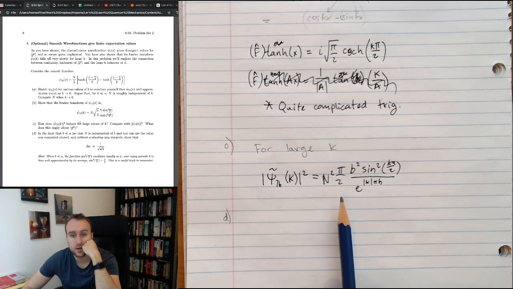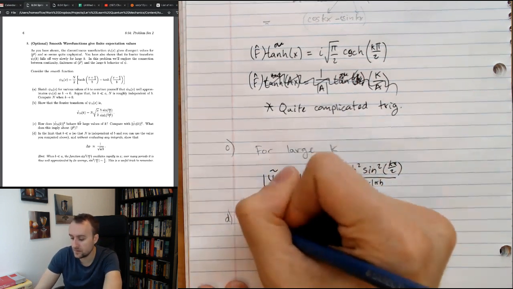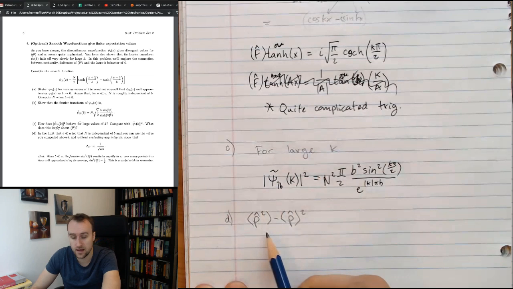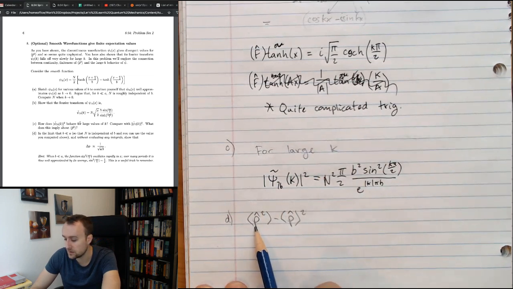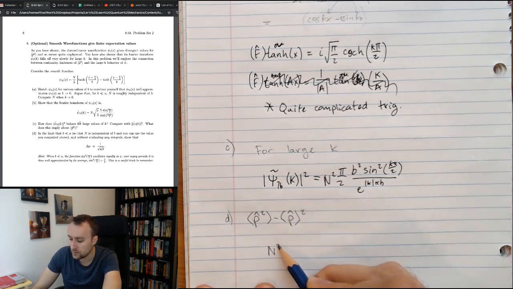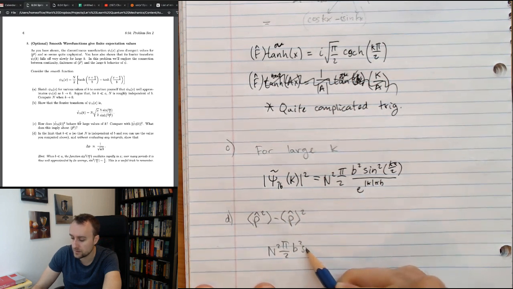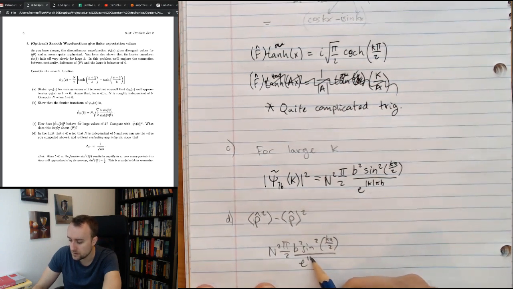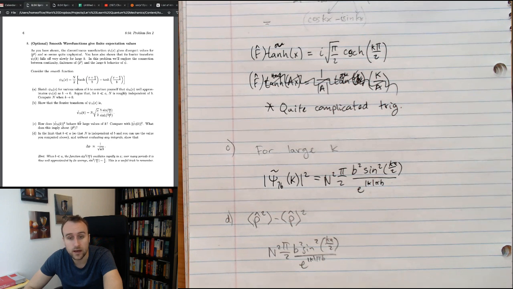Where are we getting the, so this is, well, that's that. And well, what do we have for this? Well, this was this. So you have n squared pi over 2 b squared sine squared k a over 2 over e to the magnitude k pi b. We have, what was our momentum, expectation of the momentum.